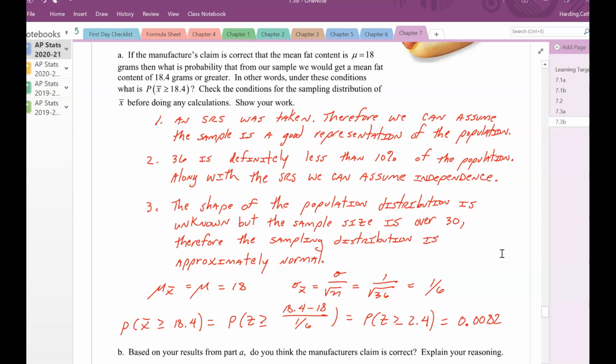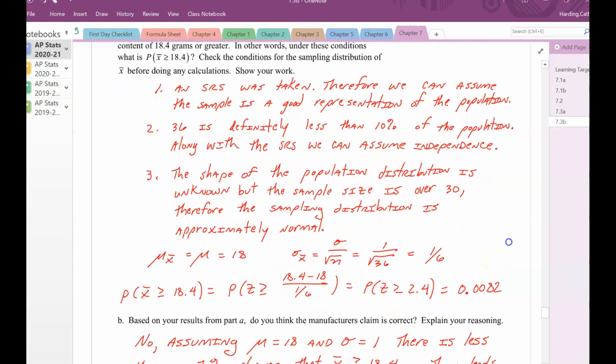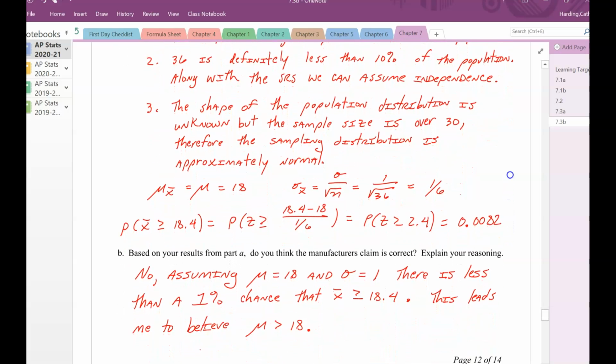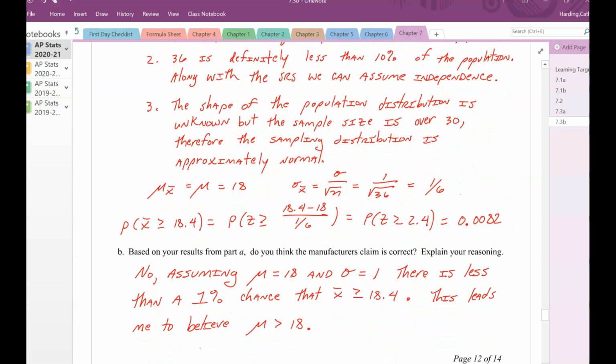So based on these results, do you think the manufacturer's claim is correct? Explain your reasoning. All right, so let's think about what this means in context. This means we have a 0.82% chance of getting a sample with a fat content of 18.4 or greater in a sample size of 36. So, do you think the manufacturer's claim is correct? Based on the results from Part A, we're going to say no.